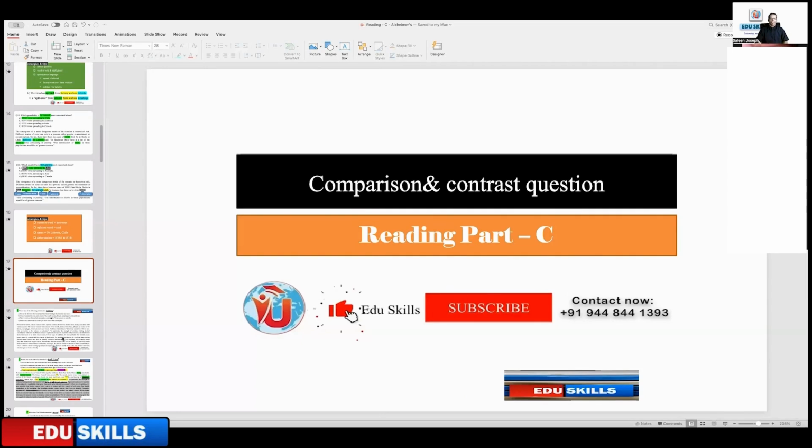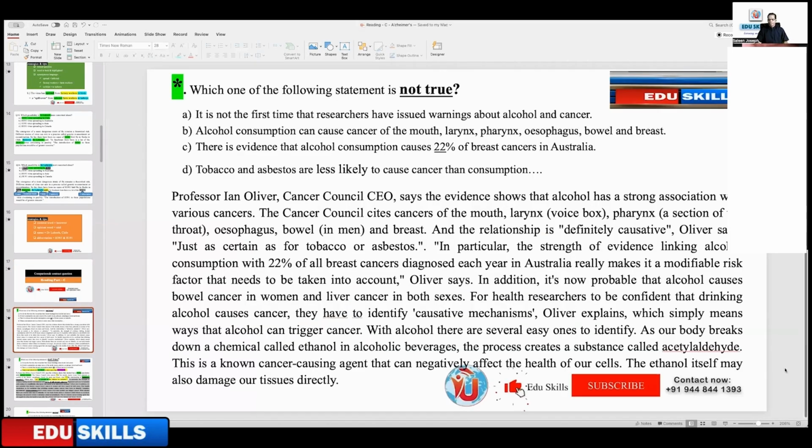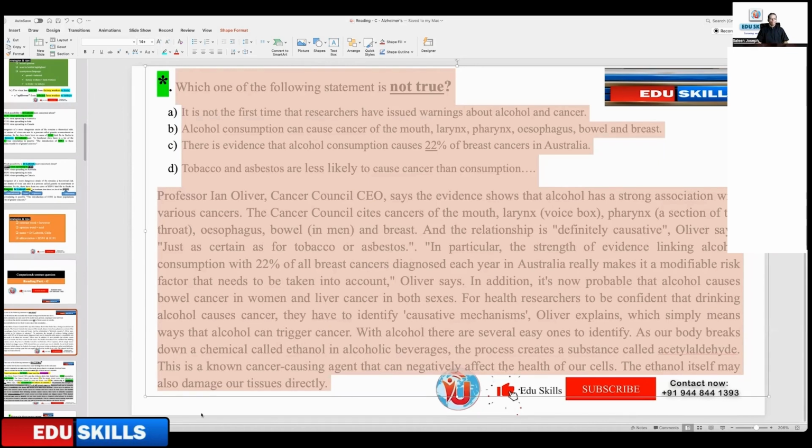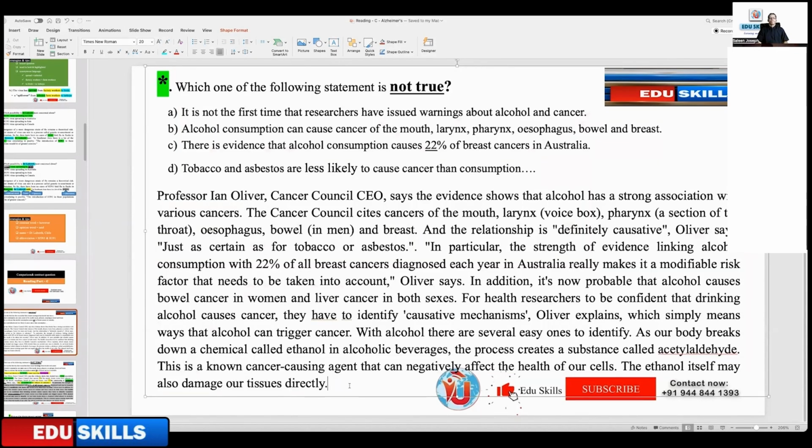Okay, then we'll take up one comparison and contrast expression question. Okay, listen. Which one of the following statements is not true? It is not the first time that researchers have issued warnings about alcohol and cancer. Alcohol consumption can cause cancer of the mouth, larynx, pharynx, esophagus, bowel and breast. There is evidence that alcohol consumption causes 22% of breast cancers in Australia. Tobacco and asbestos are less likely to cause cancer than consumption. Professor Ian Oliver, Cancer Council CEO, says the evidence shows that alcohol has a strong association with various cancers.